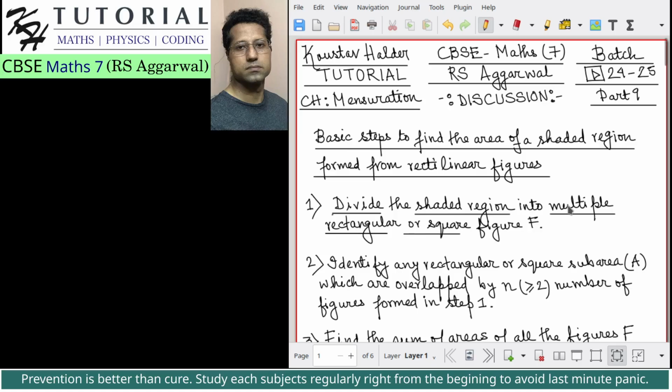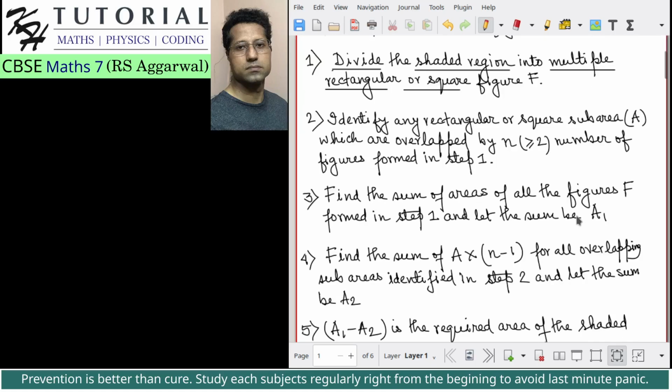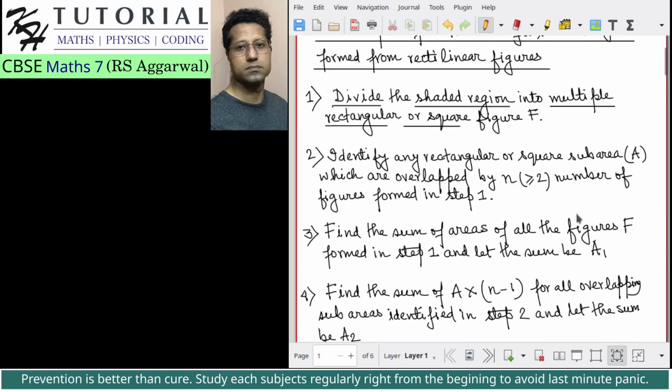Okay, so there are some basic steps which are used to find the area of a shaded region. It is not the fact that these are the precise or exact steps that you need to follow, but more or less this will give you a good idea of how to start to find the area of the shaded region. So the steps are: divide the shaded region into multiple rectangular or square figures.